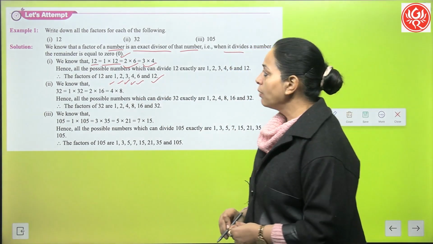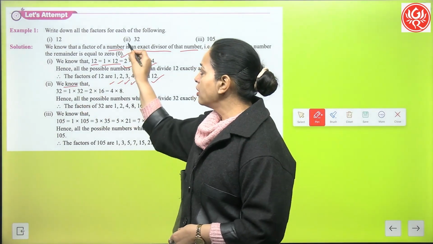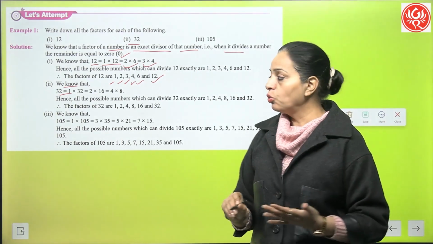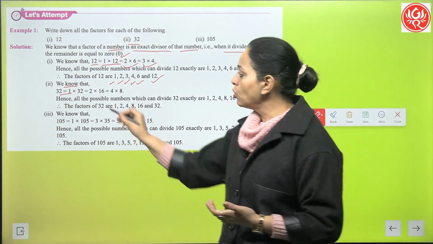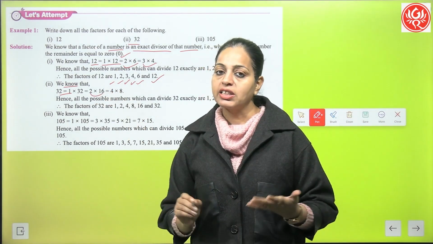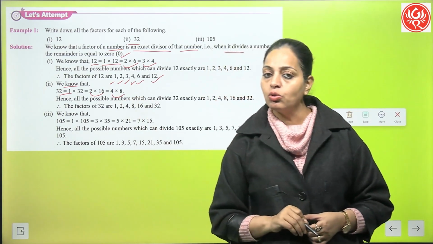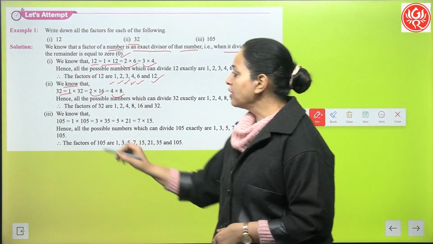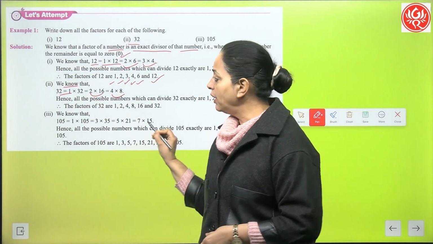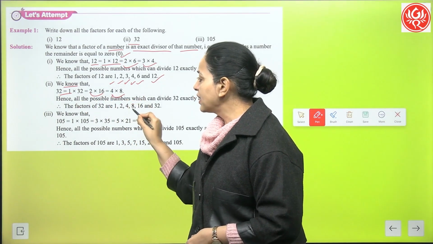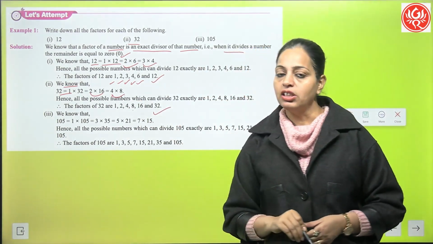Okay. Now come to next, second part, 32. 32, you know, 1 into 32. 32 is divisible by 2 also. 2 into 16 or 16 2s are 32, you know, and then 4 8s are 32. Okay. So what are the factors? इन नंबर्स को हम separately लिख देंगे. 1, 2, 4, 8, 16 and 32.